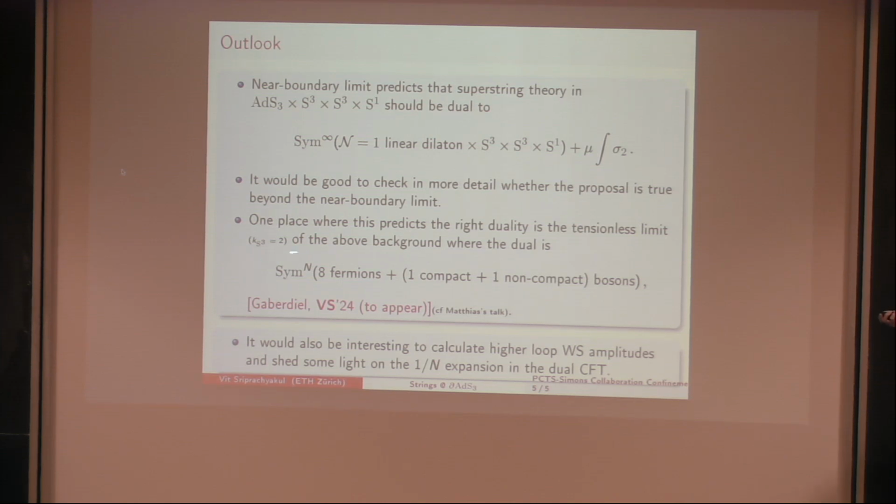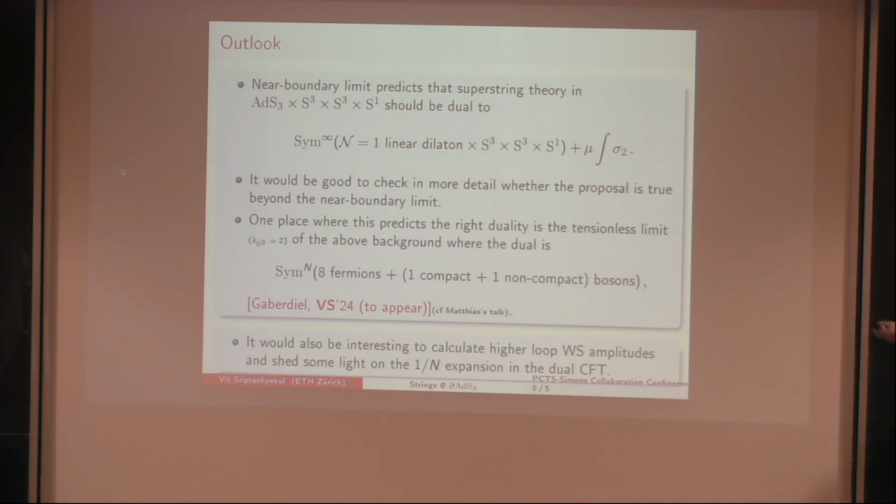So by tensionless, I mean you take the supersymmetric level of the SU(2) Wess-Zumino-Witten model on the two S3s to be 2, and then that implies that the supersymmetric level on the AdS3 is actually 1. And then in this case, the theory simplifies, and you have just these free fields. So you have 8 free fermions plus 2 bosons, 1 compact and 1 non-compact.